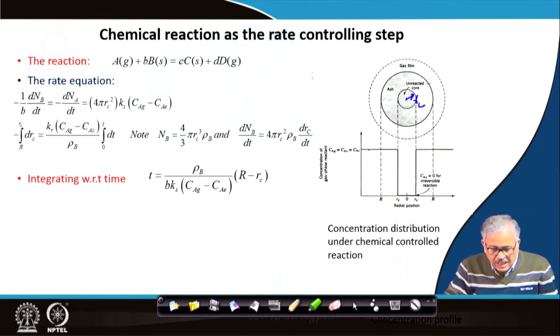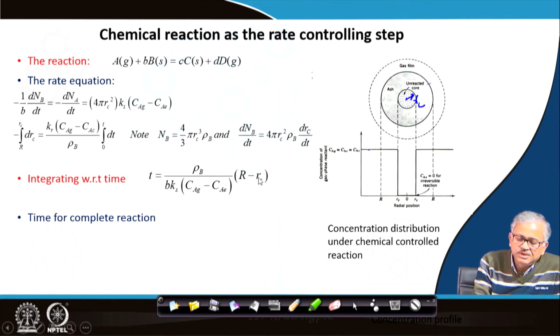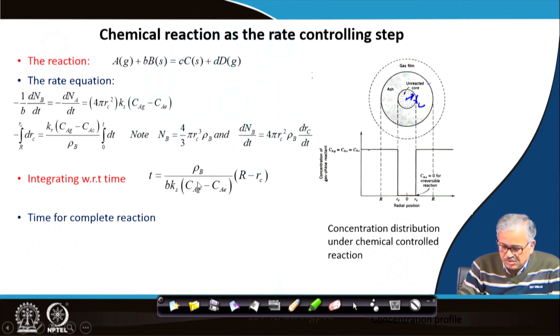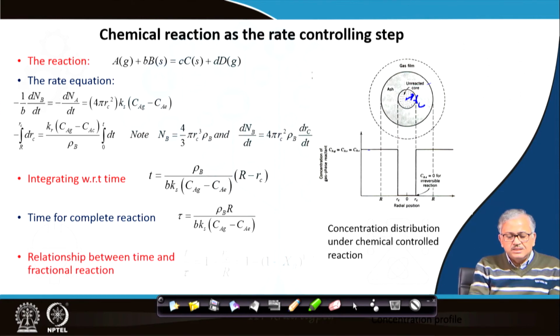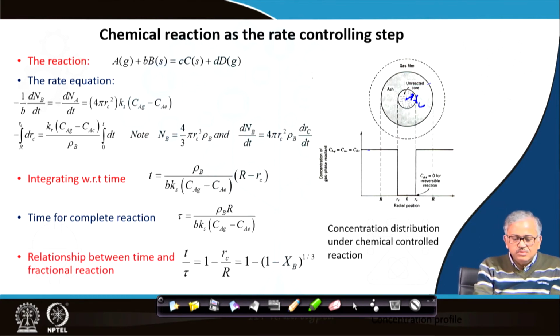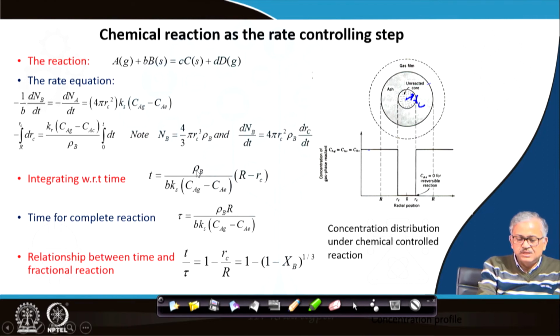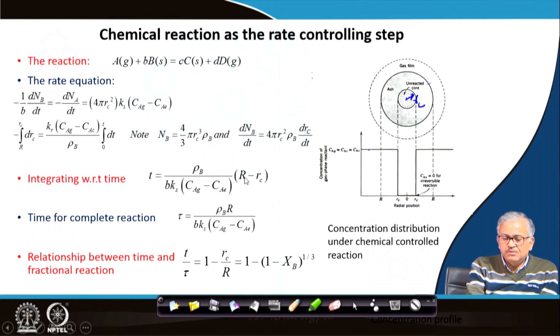And now you can calculate the total time for complete reaction, the time when RC becomes 0. If you put RC as 0, then the total time for completion tau is equal to rho B R by, simply this thing, because RC is 0. Now you can write the relationship in this form, T by tau, because this is the inverse of tau. If you take this side, T by tau is equal to 1 minus RC by R.